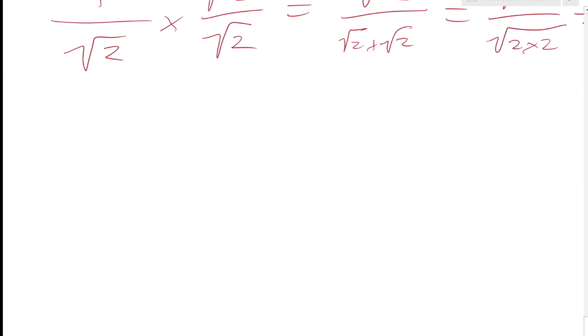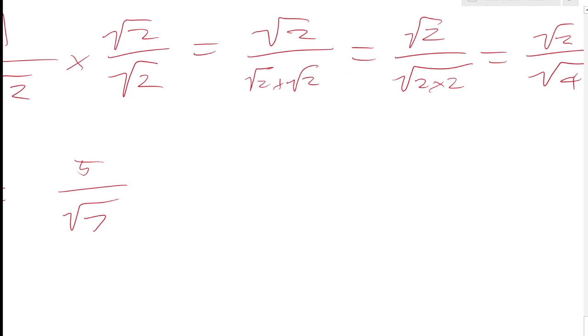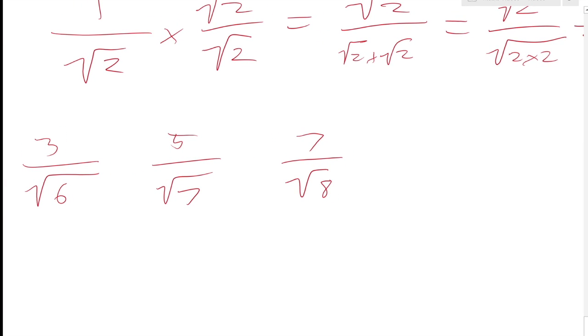So you have a go. Rationalize 3 over root 6, 5 over root 7, and yeah, let's go with 7 over root 8. So again, feel free to pause the video if you need more time. But let's have a look.